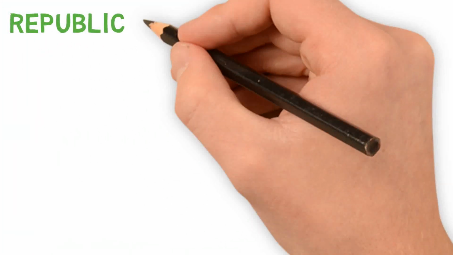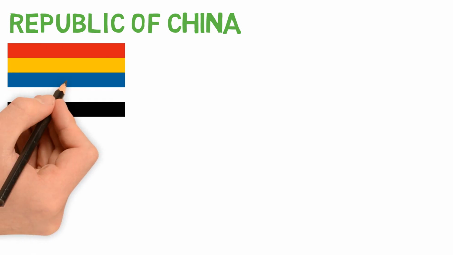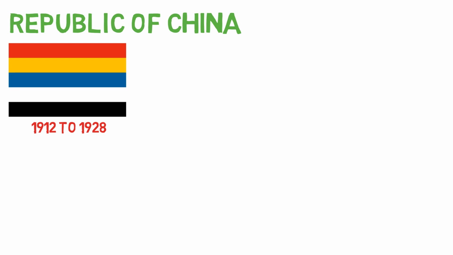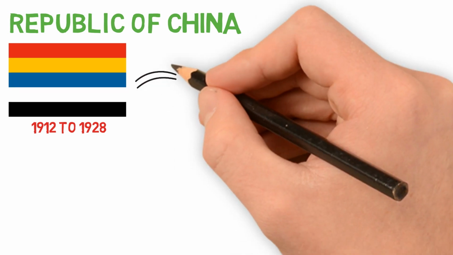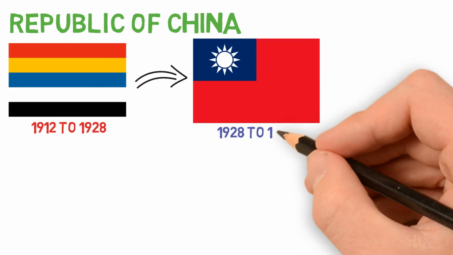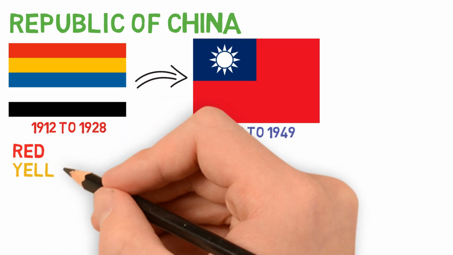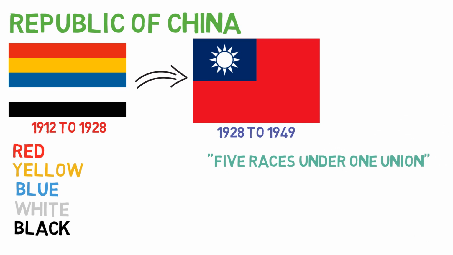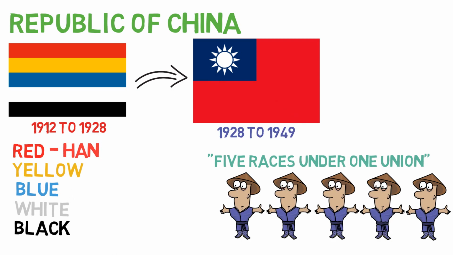Then came the Republic of China, which used 2 flags. First, this 5-color stripe one from 1912 to 1928, and the final permanent flag from 1928 to 1949. The 5-color stripes, red, yellow, blue, white, and black, represented each of the races in Chinese history. These were also present in the Qing imperial flag, which we saw earlier. 5 races under one union was one of the major principles of the Republican Revolution. These 5 races were the Han, red, the Manchus, yellow, the Mongols, blue, the Hui, white, and the Tibetans, black.